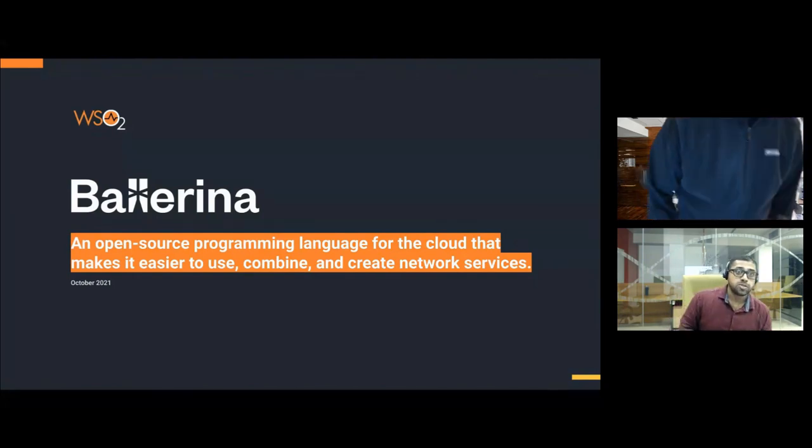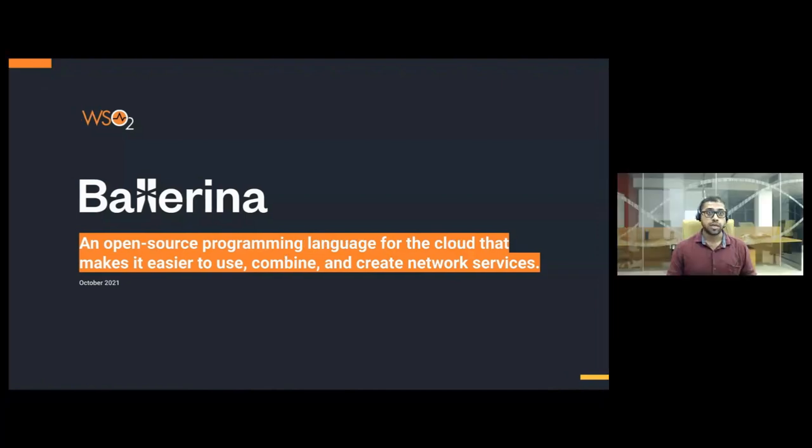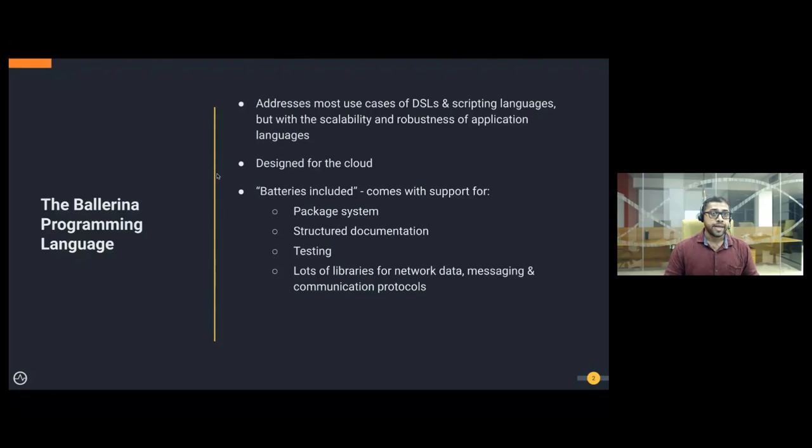So Ballerina is an open source programming language for the cloud that makes it easier to use, combine, and create network services. Ballerina services look like they are written in a DSL, actually. But Ballerina provides scalability, safety, and tooling support of a general purpose programming language on top of that DSL-like syntax. From the type system to execution model, Ballerina is designed to be a cloud-native programming language. Ballerina has tooling support that enables generating containerized artifacts for Docker and Kubernetes.